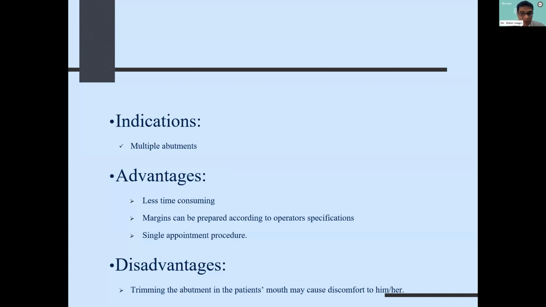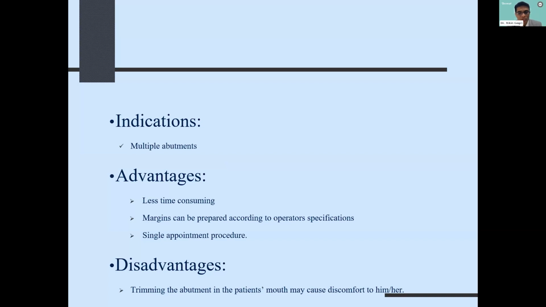Yes, you are trimming the metal in your patient's mouth while it is screwed to the desired level. When your diamond burr or a metal cutting burr is rotating around the abutment, which is fixed, there's a lot of times that it bounces off because of the vibrations, and you can injure or cause discomfort to your patient. So you have to be very careful.